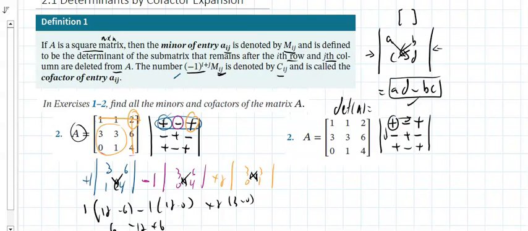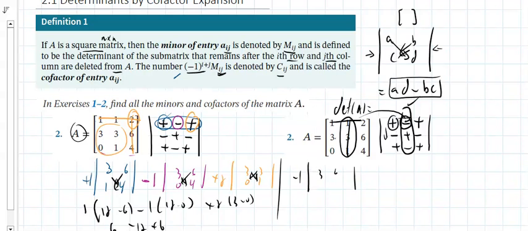Let's say you decided to pick column 2. If you pick column 2, you have to take the cofactors. You pick -1 times 1, that's -1. You cross its row and column, 3, 6, 0, 4. Then you go to the next, that's positive times a positive is a positive 3. So you're multiplying those and you cross its row and column, 1, 2, 0, 4.